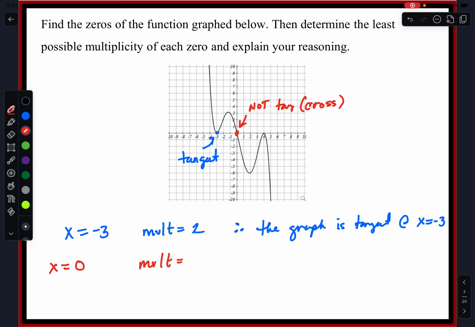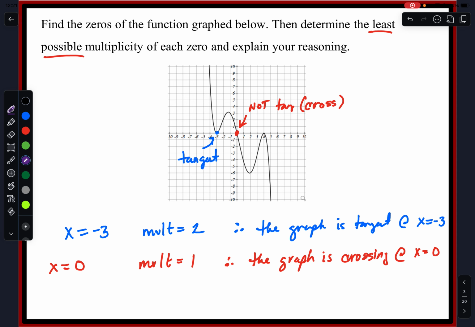And well, what's the smallest, the least possible odd number? Well, that would have to be 1. And the reason for that is because the graph intersects or is crossing the x-axis at x equals 0.